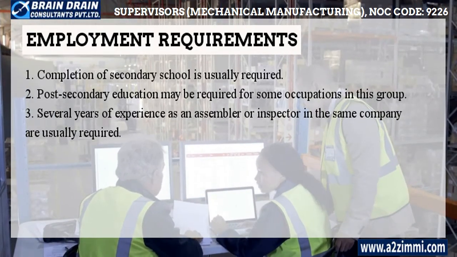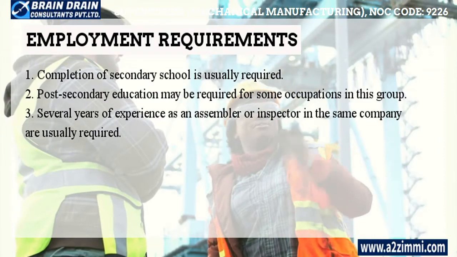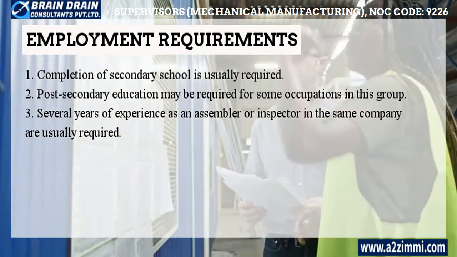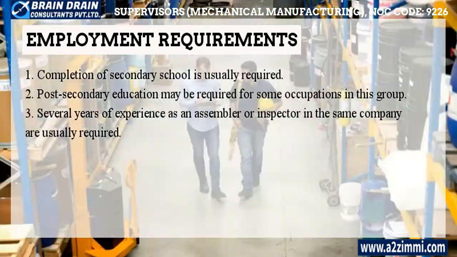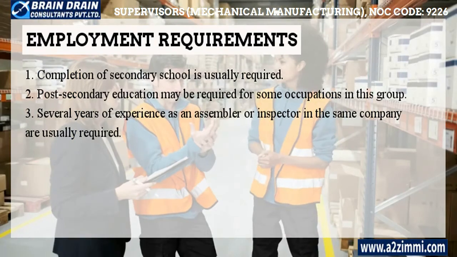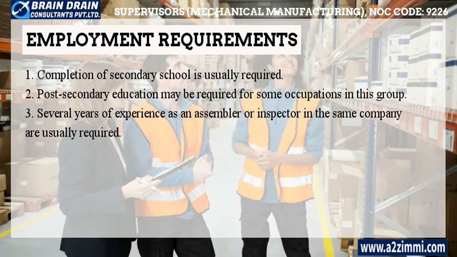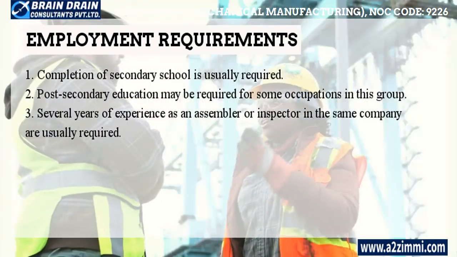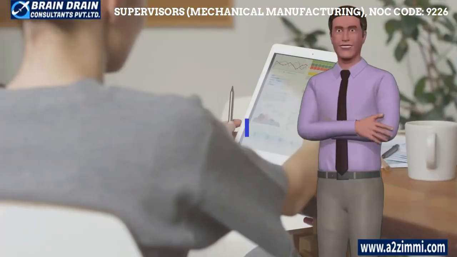Following are employment requirements for the profile of supervisors, other mechanical and metal products manufacturing. Completion of secondary school is usually required. Post-secondary education may be required for some occupations in this group. Several years of experience as an assembler or inspector in the same company are usually required.